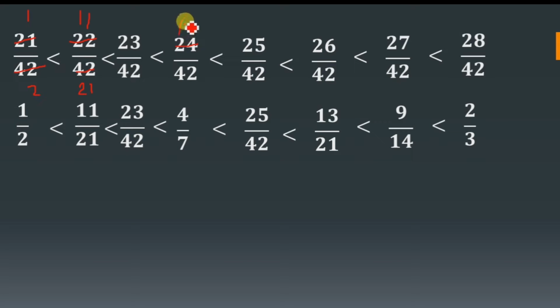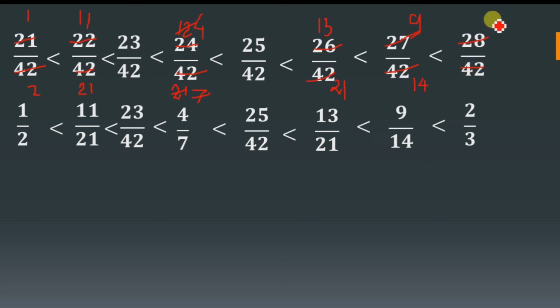2 twos are 4, 2 1s are 2, 3 7s are 21, 3 4s are 12, so it's 4 by 7. 25 by 42 remains the same. 26 with the 2 1s are 2, 2 3s are 6, 2 2s are 4, 2 1s, so 13 by 21. With the 3 9s are 27, 3 1s are 3, 3 4s are 12, so it's 9 by 14.